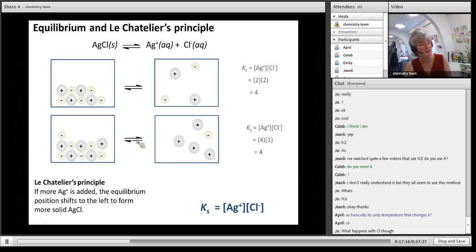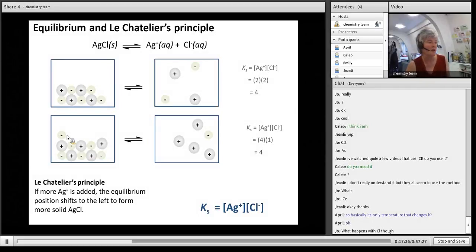So what I've just done is when the silver went, the chlorides will also go. Remember, this whole thing is pretty fluid. At equilibrium, a reaction doesn't stop. It means I've got continuously reactants changing to products and products changing to reactants.